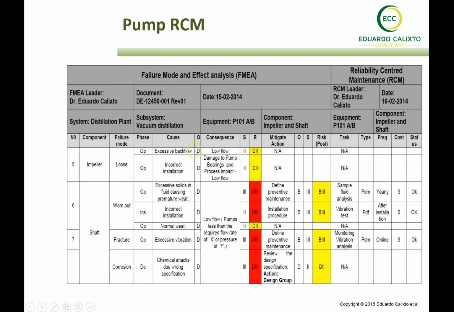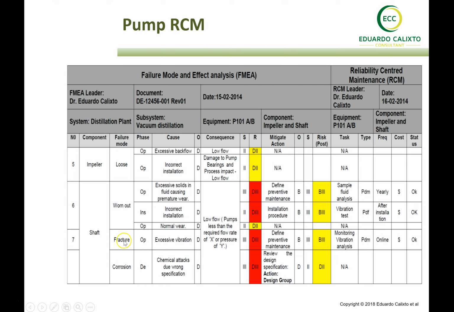Concerning the shaft, in this template we have a lot of non-tolerable risks defined during the FMEA. In the first case, for example, for wear out in the shaft caused by excessive solids in the fluids, we have this same sample fluid analysis, and we need to start. We can also have wear out in the shaft from wrong installation, that's during the commissioning. So we need to have an installation procedure, but also a vibration test after installation in order to check that the shaft was installed properly, and the level of vibration is the level defined during the design specification.